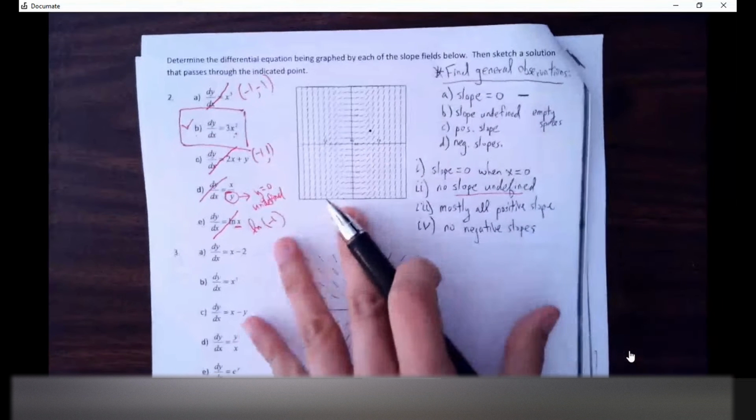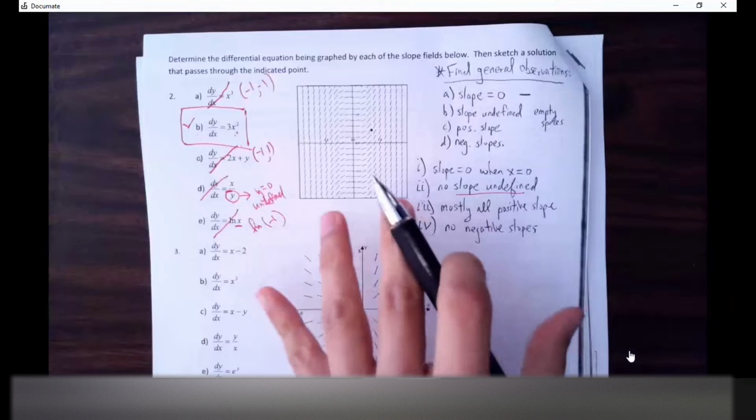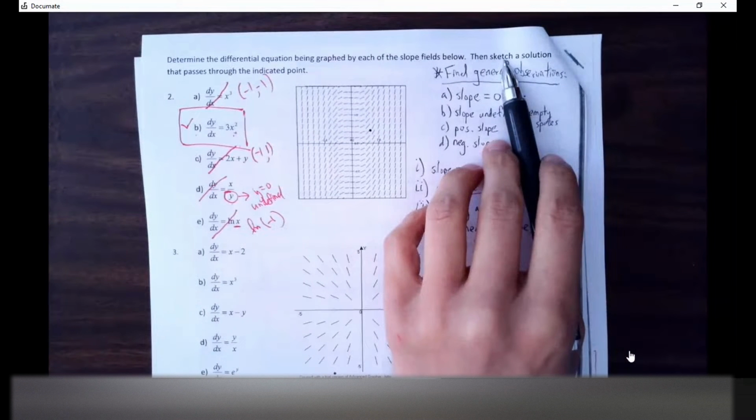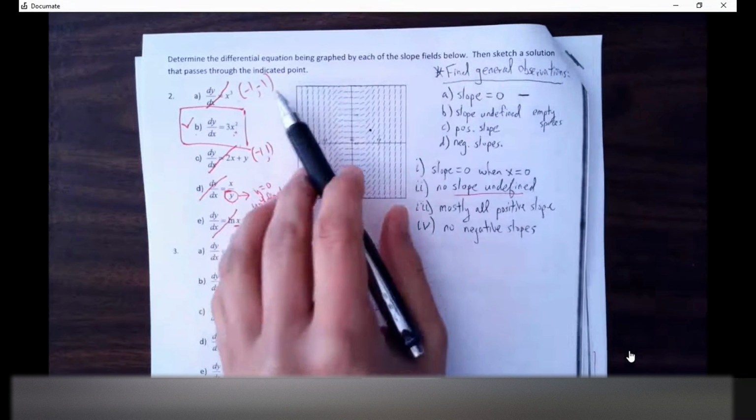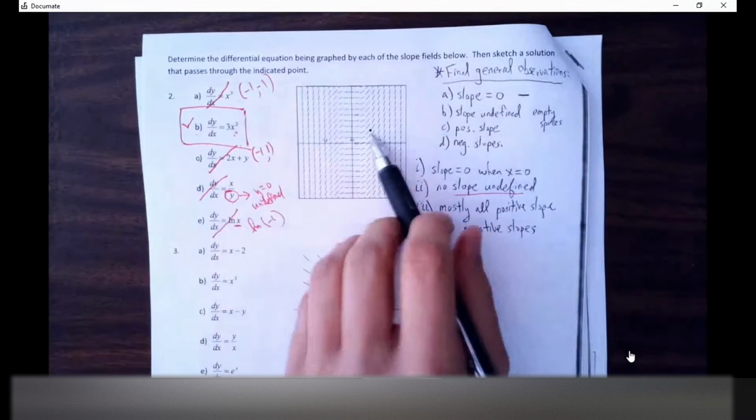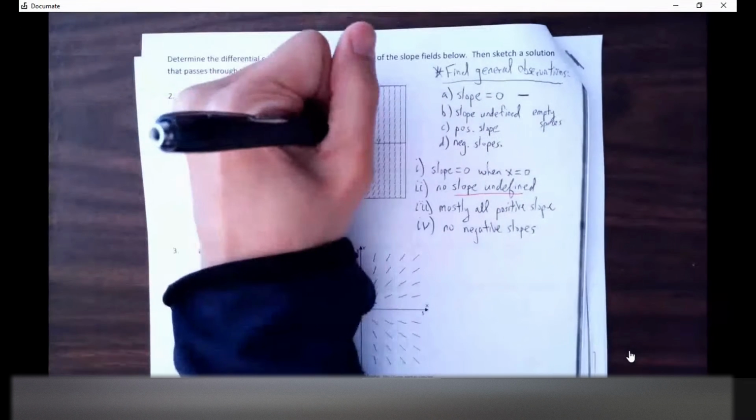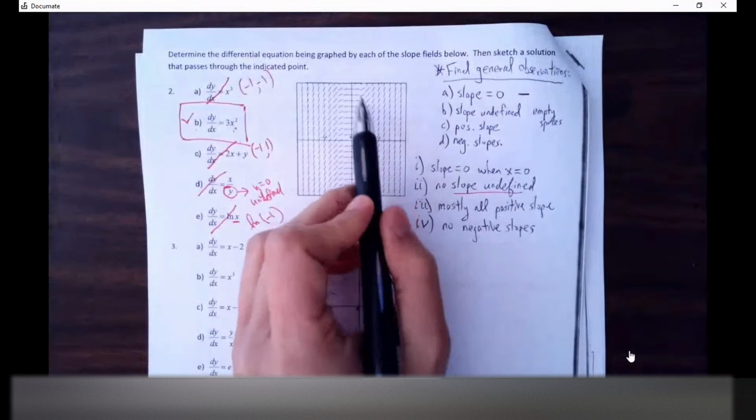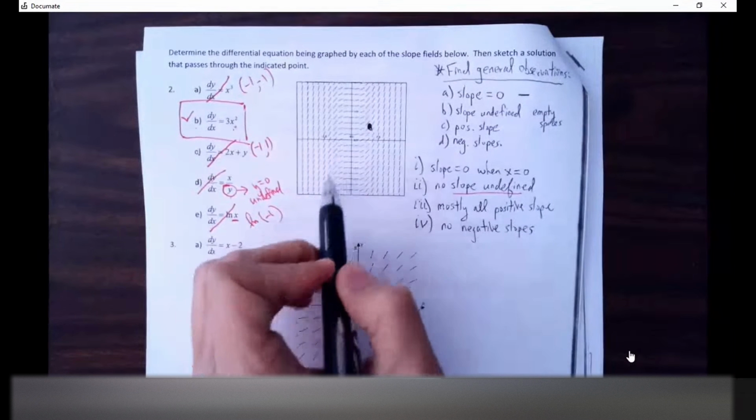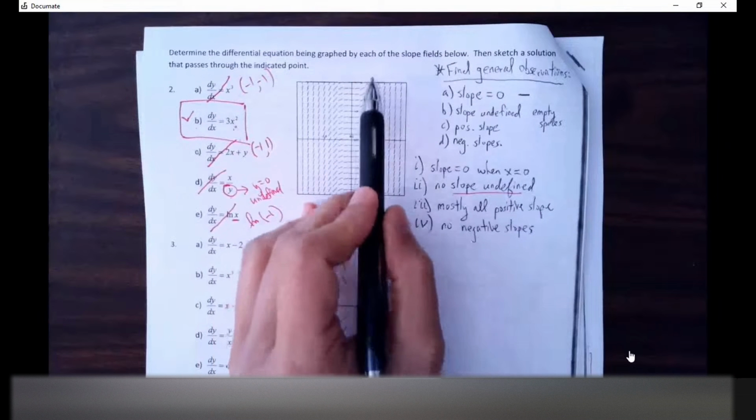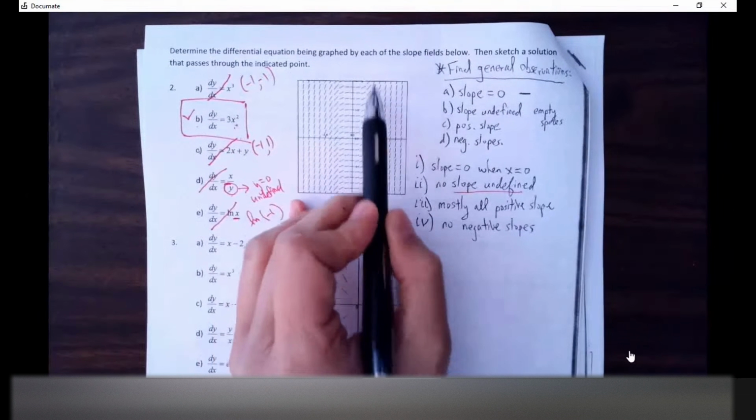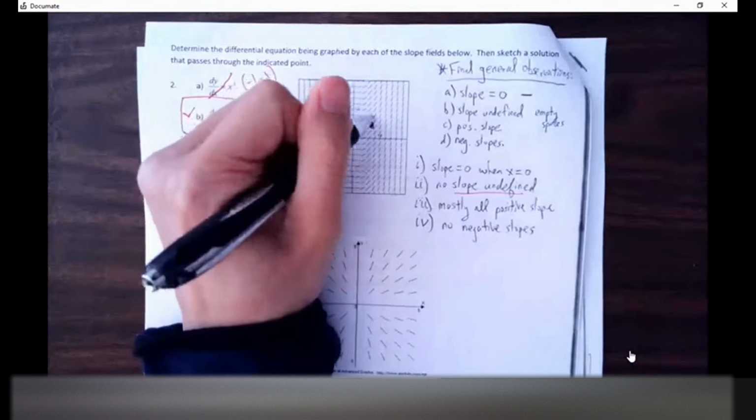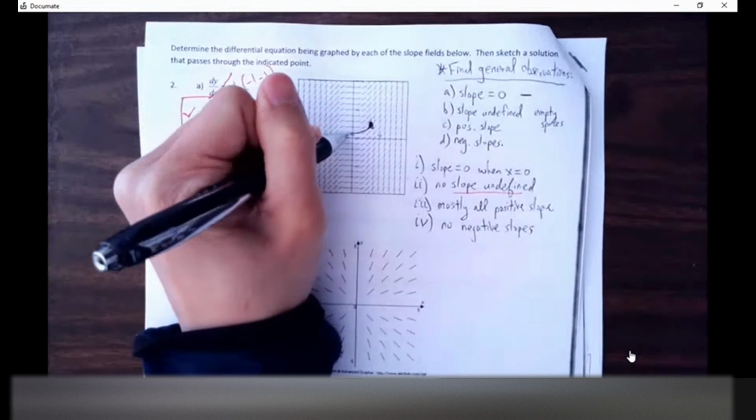Okay. Now there's another aspect to this that I want us to be able to do. Let's look at the second statement. It says sketch a solution that passes through the indicated point. So we see a point highlighted here. Now what we're going to do is follow the path of this graph. Imagine there's like a current, and we're just kind of following along the current, following wherever this current takes us.